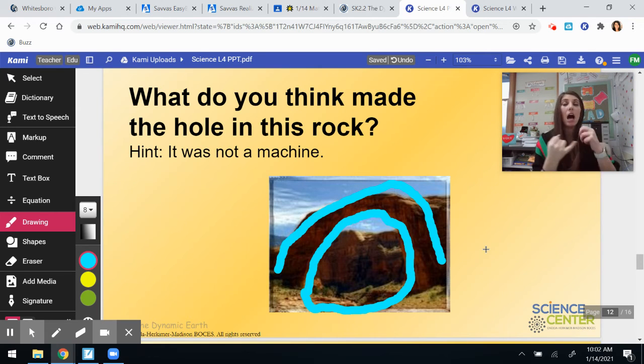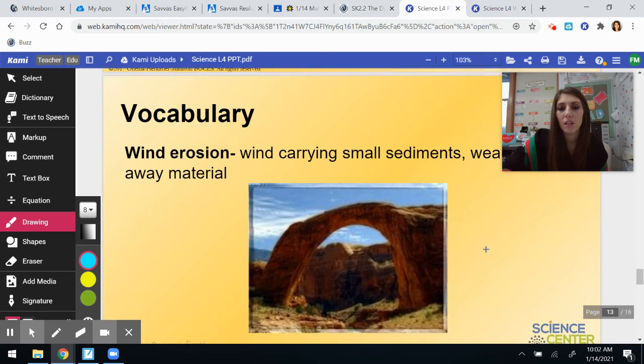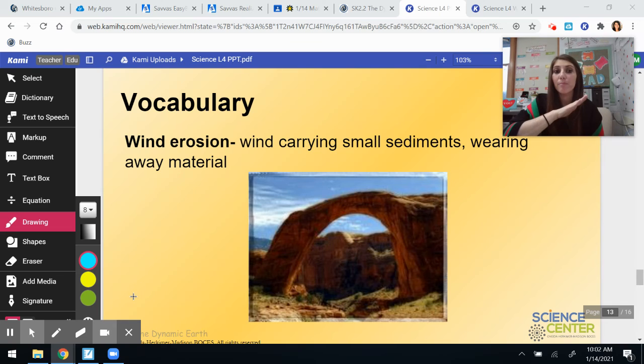So it could have been a lot of wind over the years, or maybe a lot of rain, and it was really hard on that rock, and it pushed at it and pushed at it, and over years and years, it started to crumble away little by little. So wind erosion is wind carrying small sediments, wearing away material. So that's what we're going to be learning about.